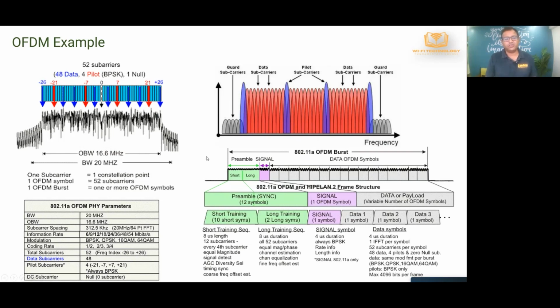So that's just a high level overview of OFDM. Of course, there's a lot more detail. There's so much more complexity with OFDM. I put in some references here, so if you are more interested, you can study more about OFDM.